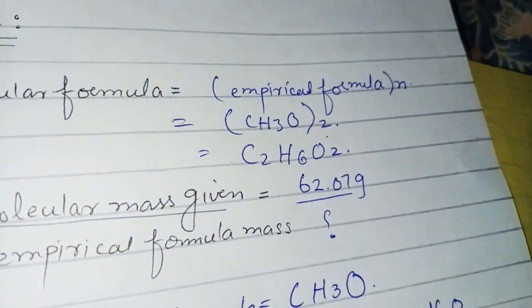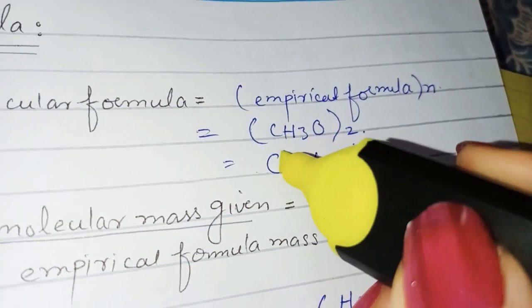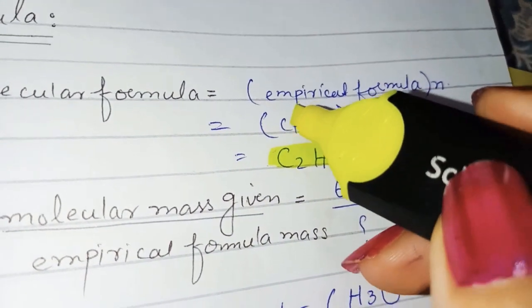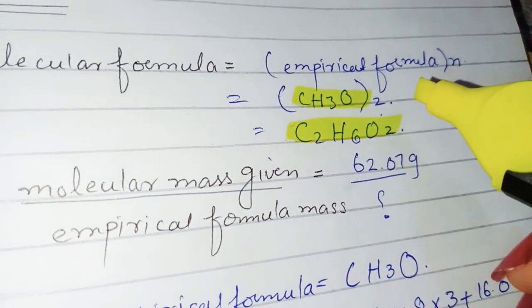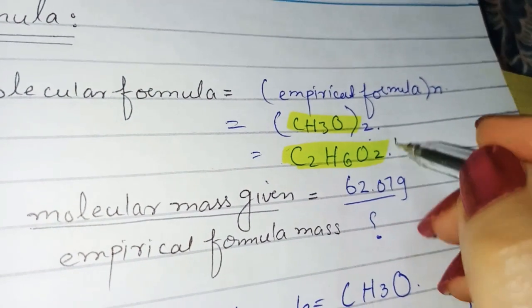It will give you C2H6O2. So this is the actual number of atoms of this compound, ethylene glycol. This is the molecular formula. This was the empirical formula. So that's the thing, and you got your molecular formula.